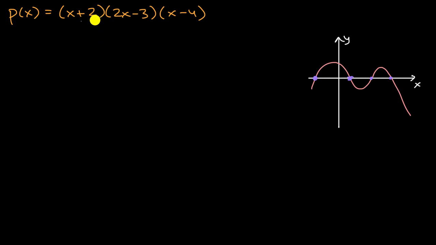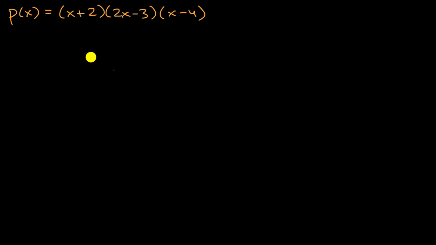So now let's go back to this example here. And let me delete this because this is not the graph of p of x, which I have just written down. Let's first think about its zeros. So the zeros are the x values that would either make x plus 2 equal 0, 2x minus 3 equal 0, or x minus 4 equal 0.